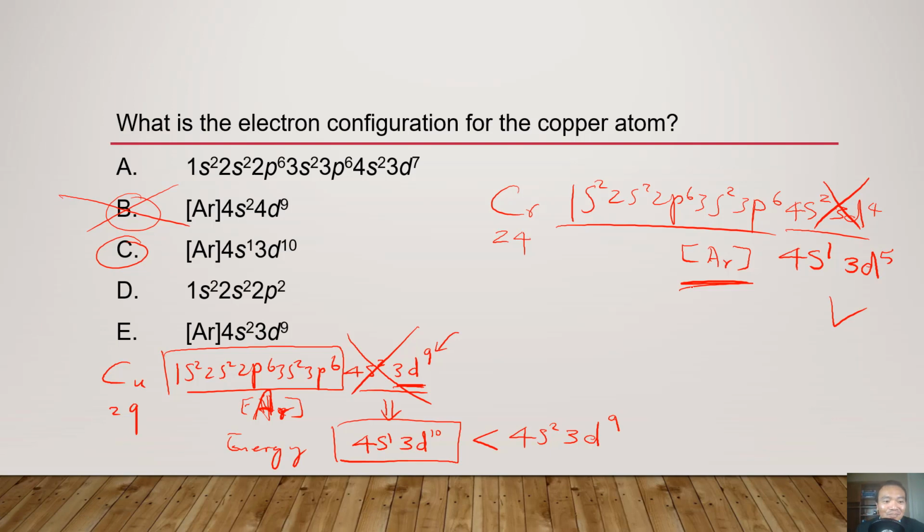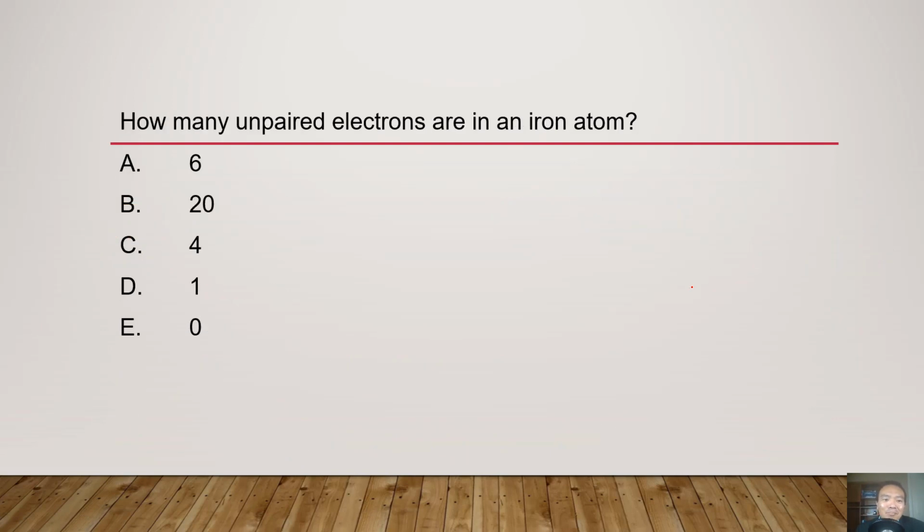Okay, let's continue. How many unpaired electrons are in an iron atom? So let's do iron, folks. Look at your periodic table. You'll find that iron has 26 electrons. You do this one by one: 1s2, 2s2, 2p6, and 3s2, 3p6. Remember, after 3p, what orbitals are you going to fill in first? It's 4s, not 3d. It's 4s2. Then you count, this is 20. You need 6 more. That means after 4s, it's 3d.